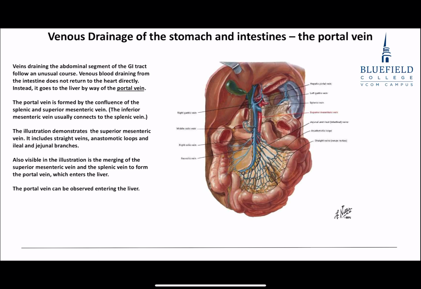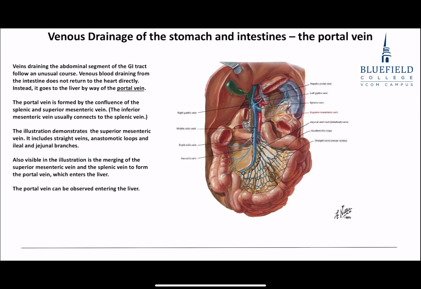But if we think about the venous drainage of the GI tract, it's a little bit different than venous drainage, say, from the lower limb. You learned that there are veins draining the lower limb that go into the inferior vena cava, ultimately, right? And then where does that go? To the right atrium.